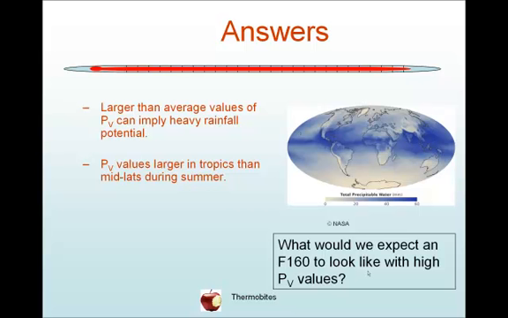Of course, it's not only the surface value driven by evaporation that's important, but if you have convergence driving deep convection, then air with large values of r, that is mixing ratio, can be transported higher into the atmosphere, increasing the values of precipitable water. You can see places like Antarctica, the values are very low. So what would we expect an F160 to look like with high values of precipitable water, or in contrast with low values of precipitable water?